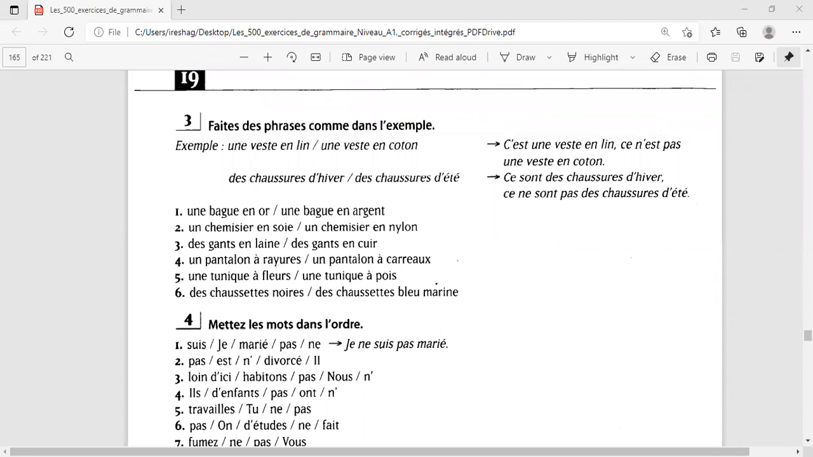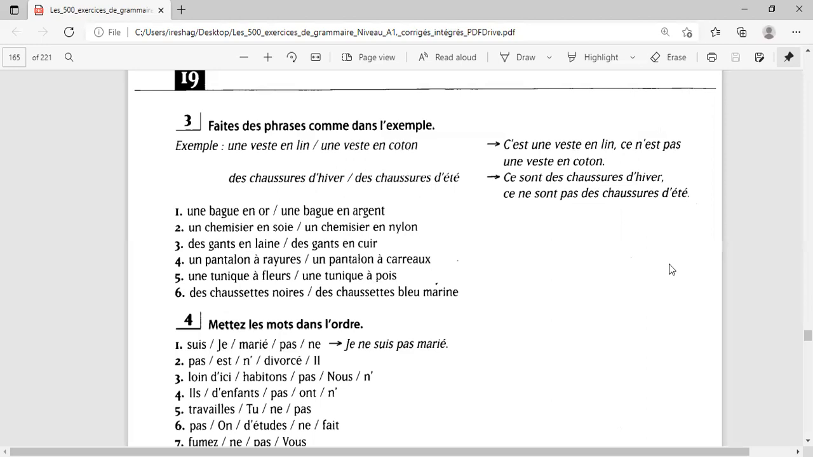Navisha, can you read the third one? Ce sont des gants en laine. Ce ne sont pas des gants en cuir. They are wool gloves. They are not leather gloves.